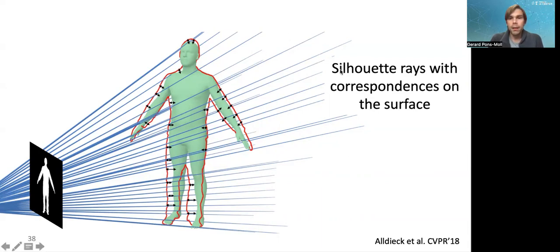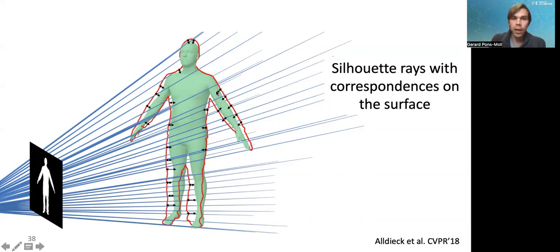So here, the silhouette rays are shown, that go through the camera center and the silhouette. And then basically you can obtain a correspondence to the surface of the model. These are the arrows indicated here. So every ray is associated with a single body model point.